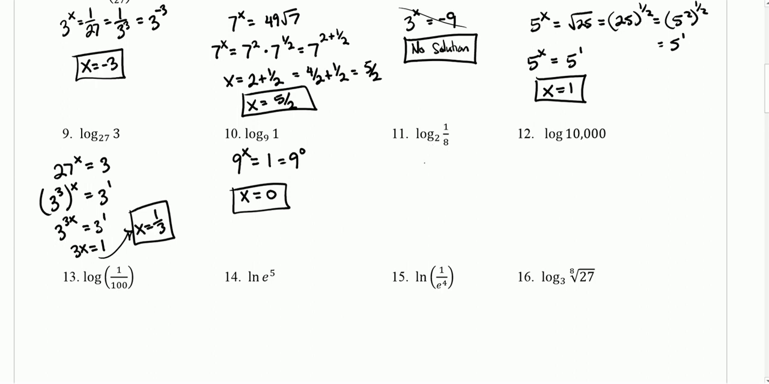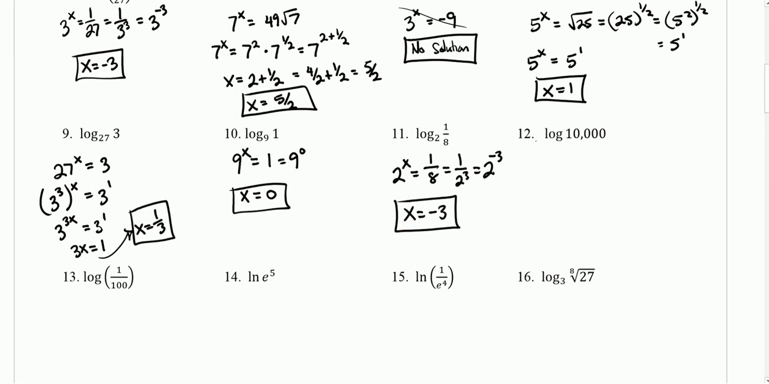Log base 2 of 1/8 is number 11, asking 2 to what power is 1 over 8? 8 is 2 to the third, and 1 over 2 to the third is 2 to the negative third, so our exponent is negative 3.